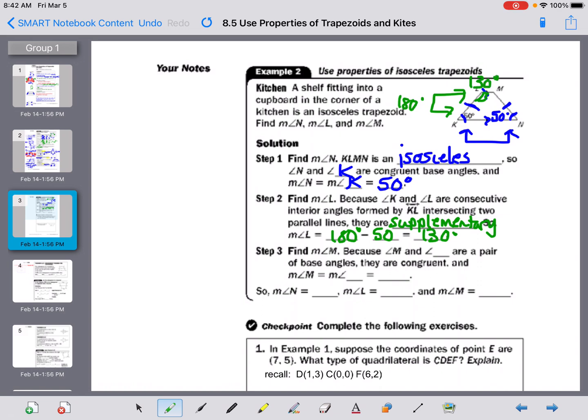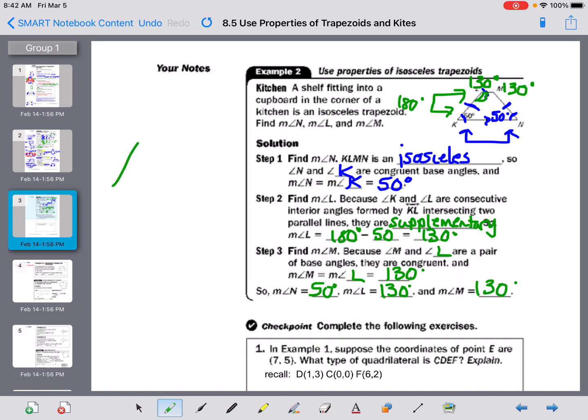And then, once again, we can use our base angles, because M and L are a pair of base angles. They're going to be congruent, so M and L are the same, and that's also going to be 130. So angles that touch the same leg are supplementary. Angles that touch the same base in an isosceles trapezoid are congruent. Angle N was 50 degrees, angle L was 130, and angle M was 130, using our different properties.